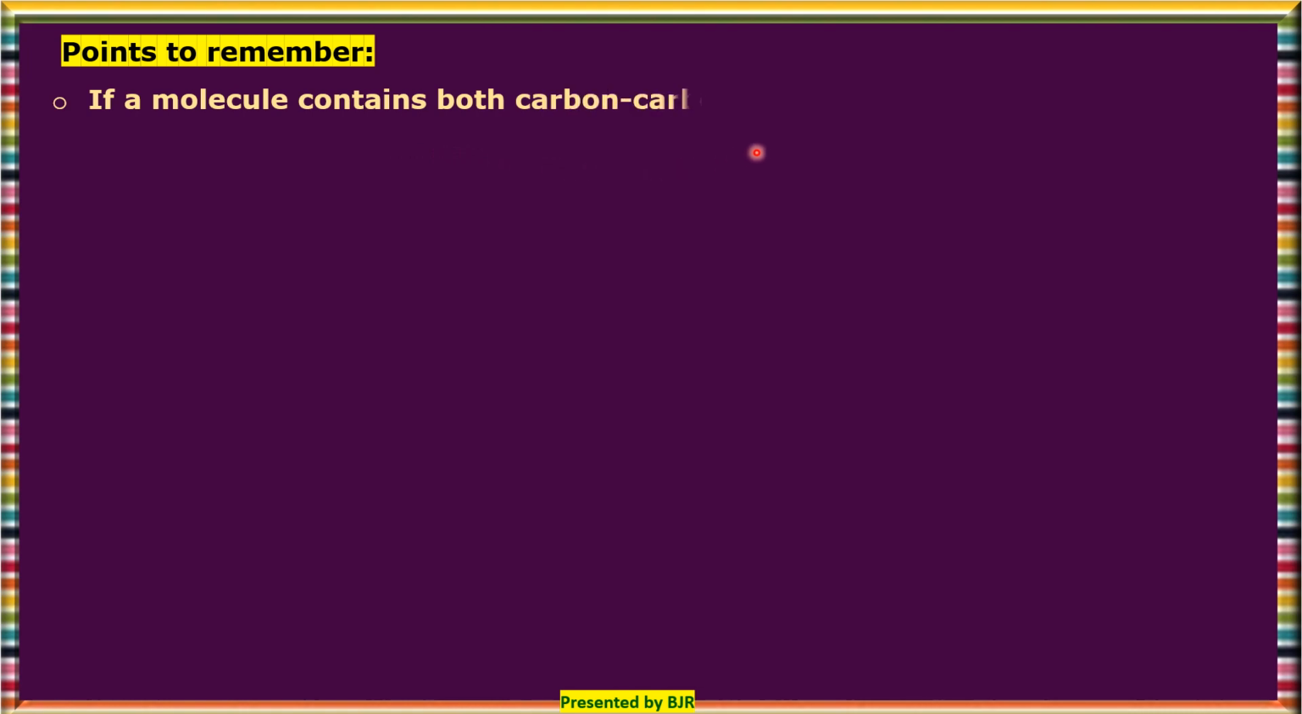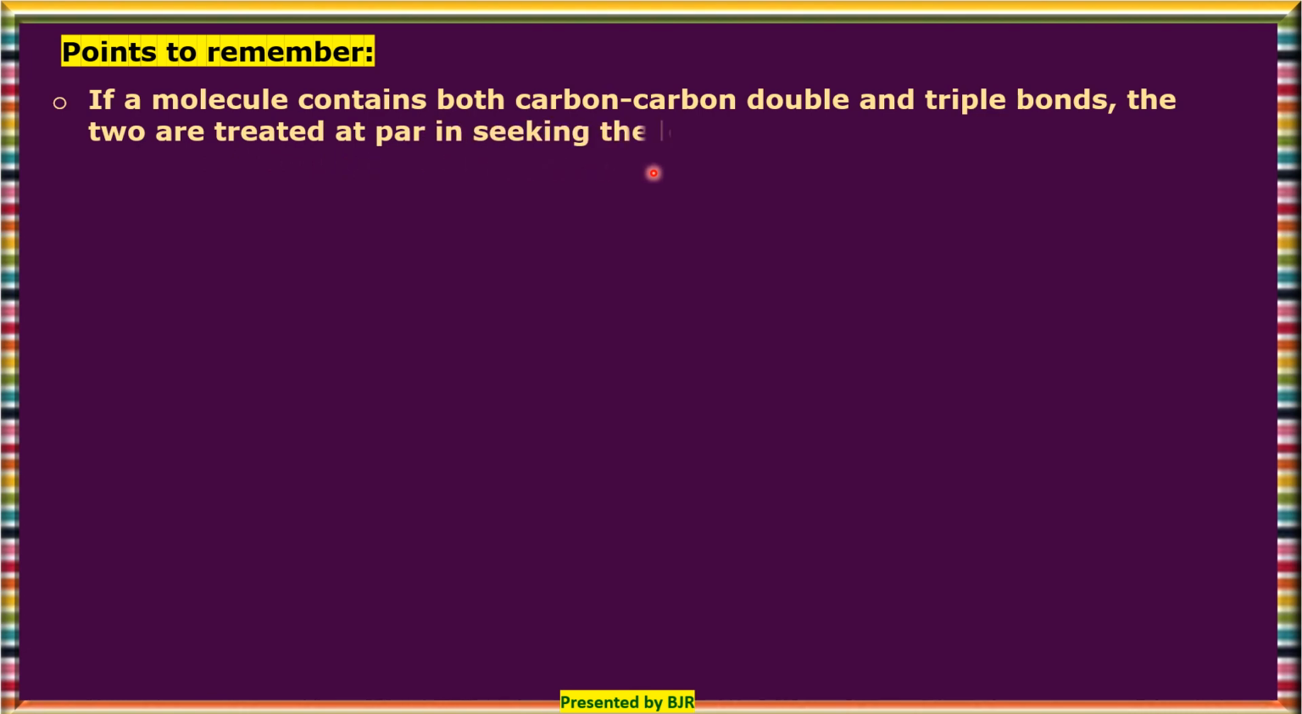In naming organic compounds that contain both double and triple bonds without functional groups, we need to keep the following points in mind. Points to remember: if a molecule contains both carbon-carbon double and triple bonds, the two are treated at par in seeking the lowest number combinations. That means both are given the same priority, and the carbon chain is numbered either by using the lowest set of locants rule or by lowest sum rule.